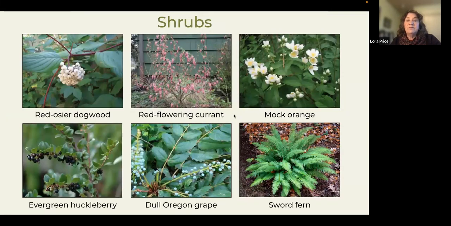So here we see the red flowering currant. This one blooms really early in the spring. It's a hummingbird magnet. To me, that's a must-have in the yard. And then on the upper right is the mock orange. It's very, very fragrant. And those are all deciduous.